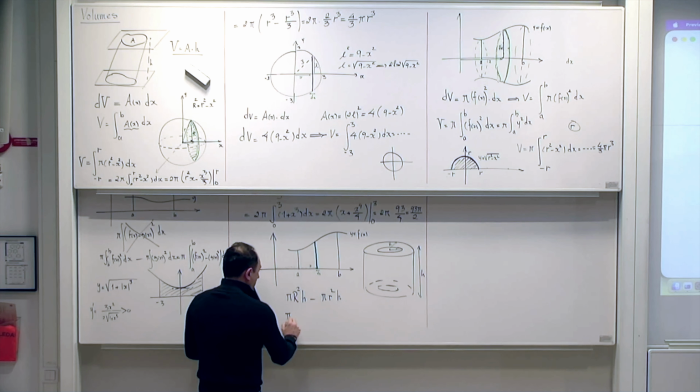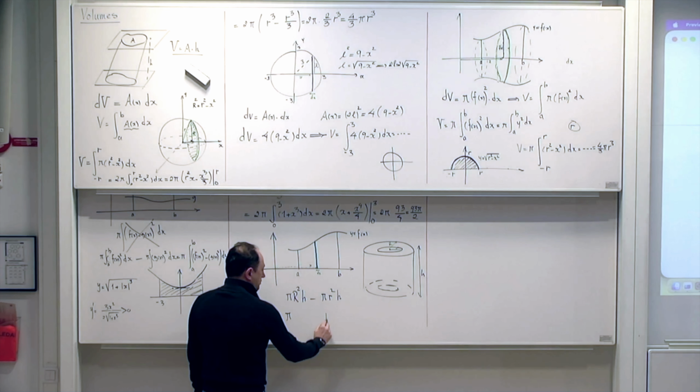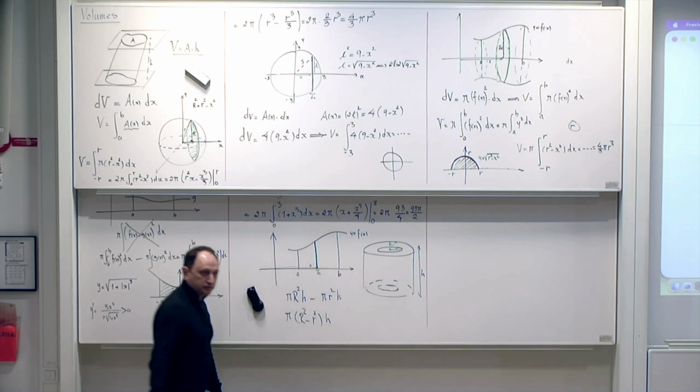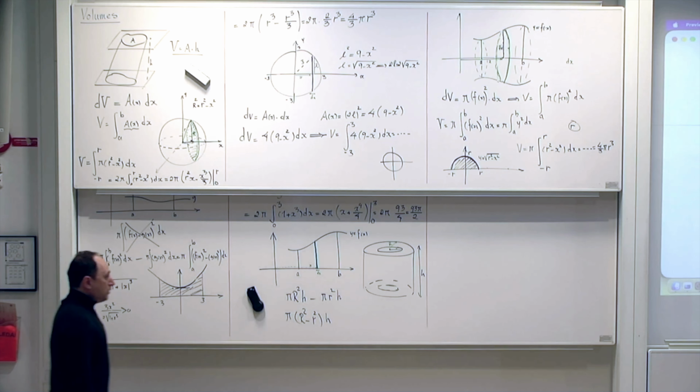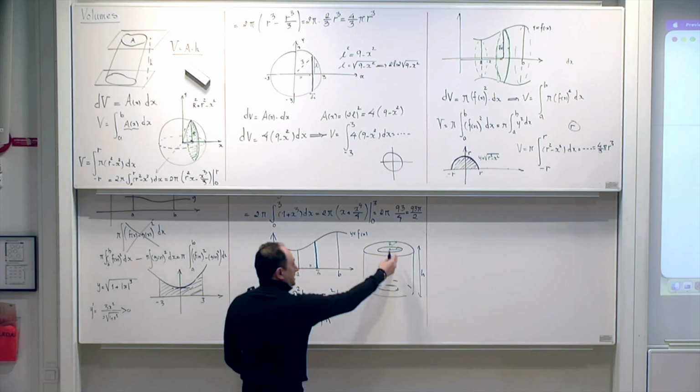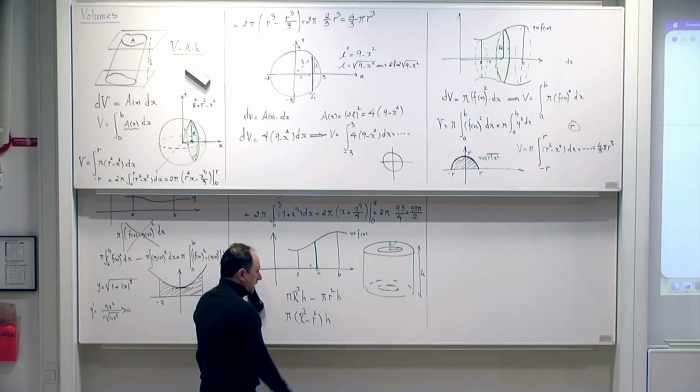If I factor a pi out and a factor h out, what is left for me is R squared minus r squared. So if I want to find the volume of a cylindrical shell, I need to know the height of the shell, and I need to know the radii of each one of them, the inner one and the outer one. So the outer one squared minus the inner one squared.